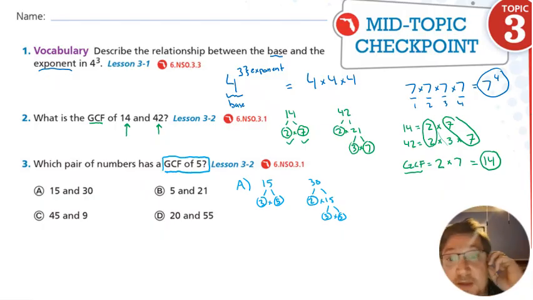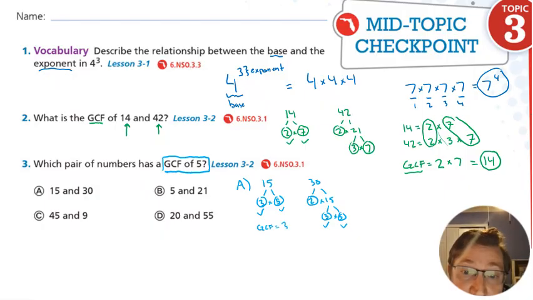So I look, what do they have in common? They both have a 3, and they both have a 5. So the greatest common factor for this one is going to be 3 times 5, which is 15. So it's not A. Let's look at B.